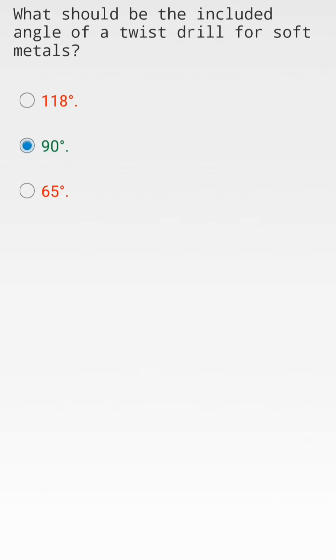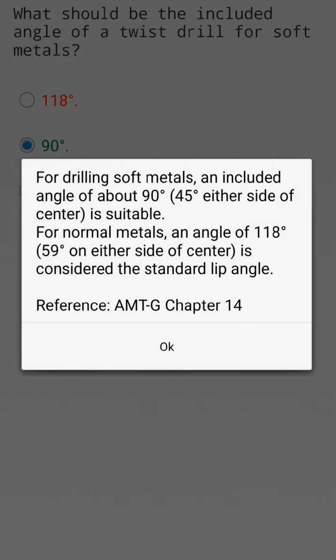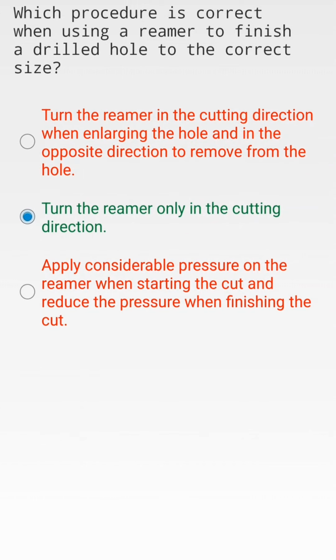What should be the included angle of a twist drill for soft metals? 90 degrees. For drilling soft metals, an included angle of about 90 degrees, 45 on either side of center, is suitable. For normal metals, an angle of 118 degrees, 59 on either side of center, is considered the standard bit angle. Which procedure is correct when using a reamer to finish a drill hole to the correct size?